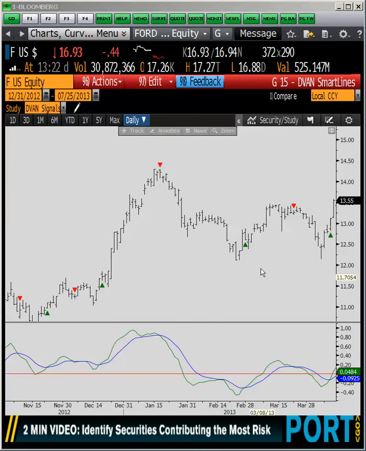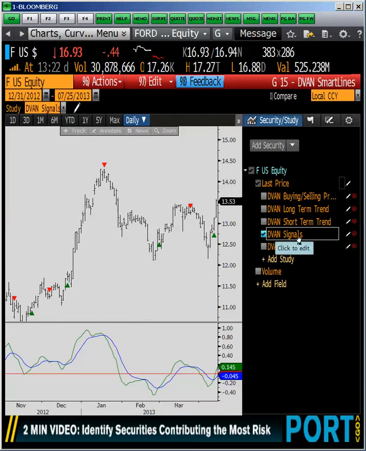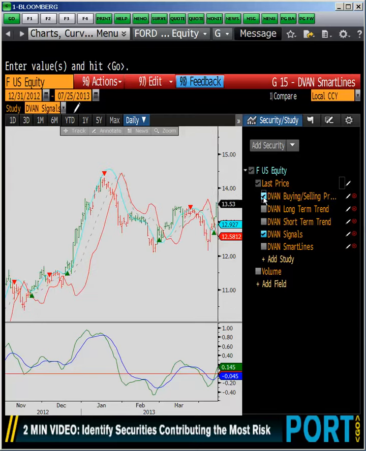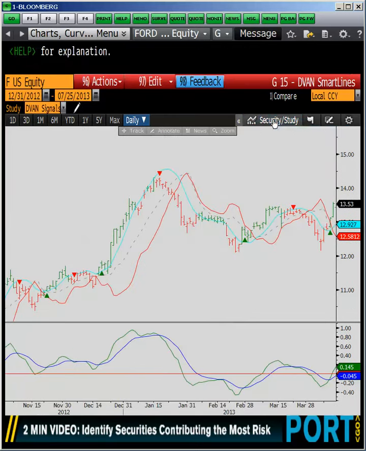One of the things we can do is overlap different studies. So I'm going to go to the Security Study tab here. You see where I've got DVAN Signals checked, which is this app study right here. One of the things we recommend that you take a look at and overlap with other studies is DVAN Buying Selling Pressure. So I'm going to close the study bar now.